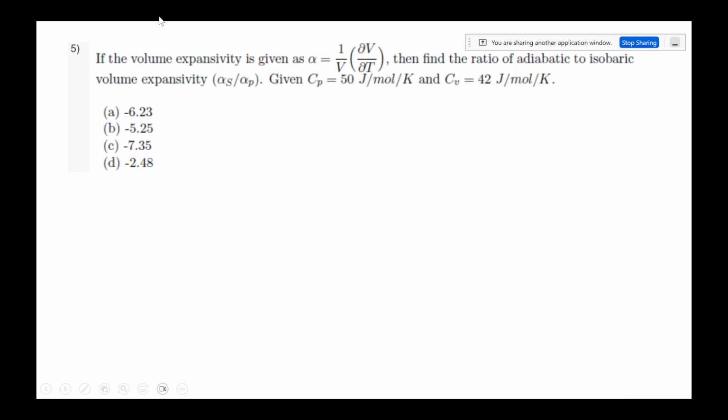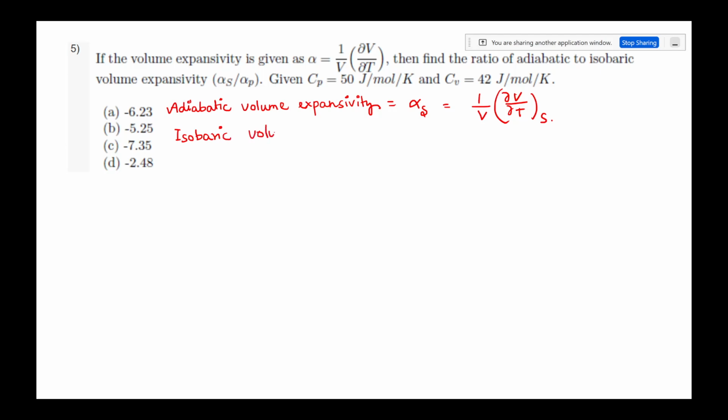Okay, so adiabatic volume expansivity, that is alpha s, that is 1 by v del v del t, keeping s fixed, and isobaric volume expansivity is alpha p, which is 1 by v del v del t at constant p.